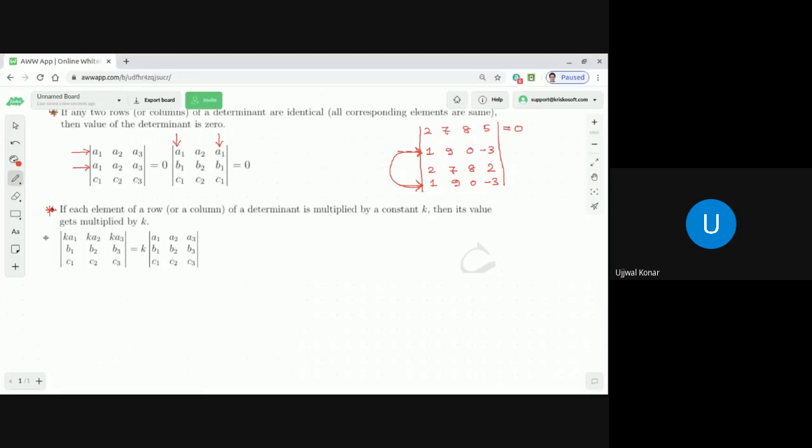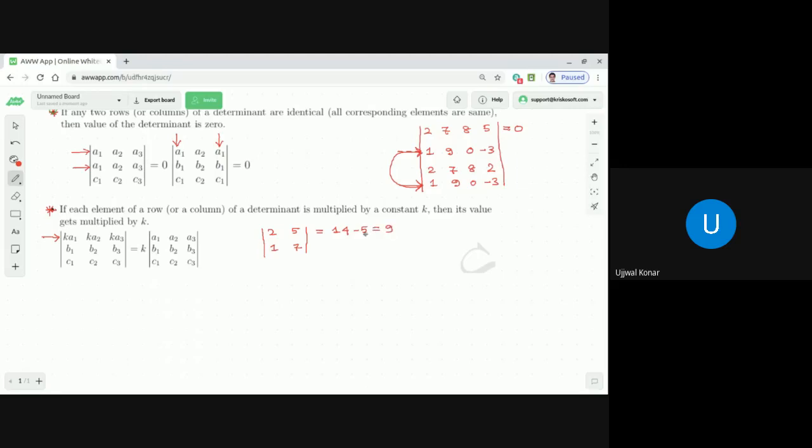What happened here? If you see in row 1, each element of that row 1 is multiplied by k. That means the entire determinant is multiplied by k if you take that k common. Let me give you an example. Let's take a 2 by 2 determinant because it takes less time to compute the value. Suppose we get 2, 5, 1, 7. Now what is the value of this determinant? It is 14 minus 5, that is equal to 9.